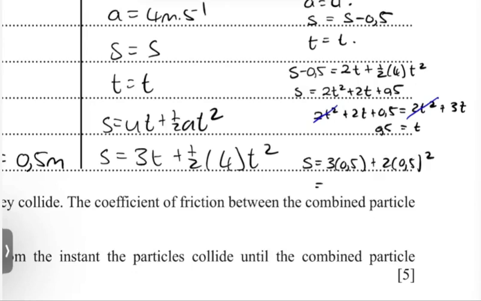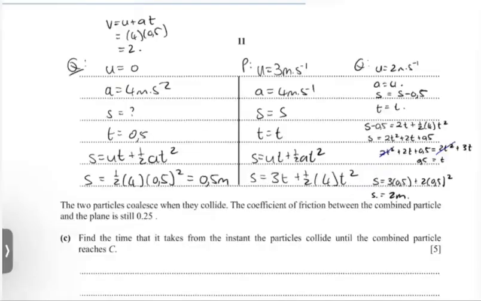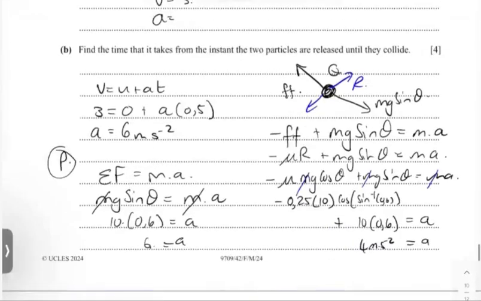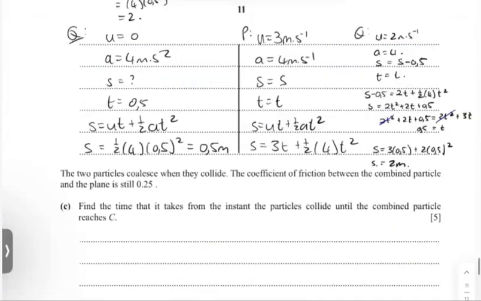Okay, so here I've got 3 times 0.5 plus 2 times 0.5 squared. That gives me a distance of 2 meters. Okay, so initially, what did they want to know? Find the time taken. Oh, find the time taken from the instant they released. So I didn't actually need to know that distance.